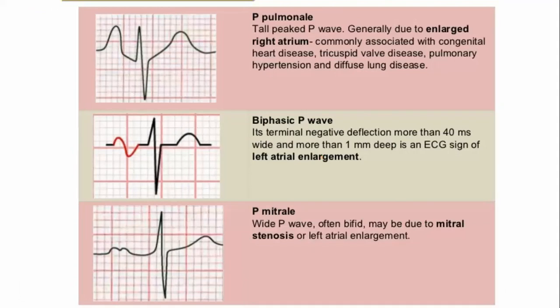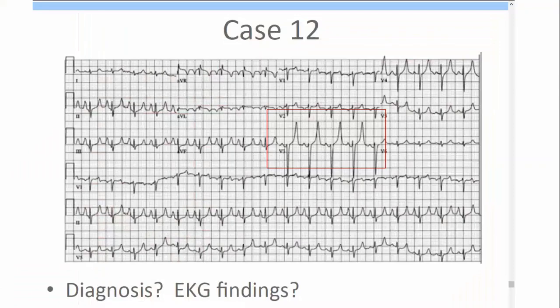So this is an example of a peaked T wave. And this is a no-miss. This is one of the signs of hyperkalemia. My slides might be a little out of sorts here.